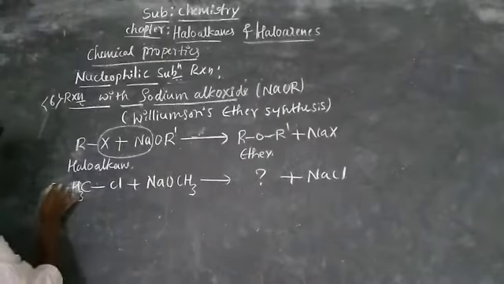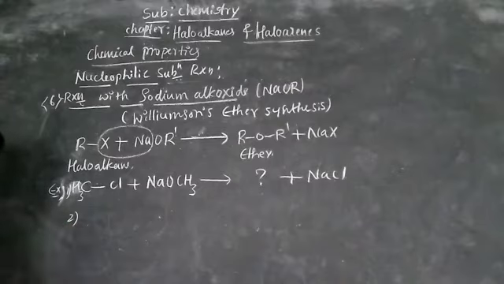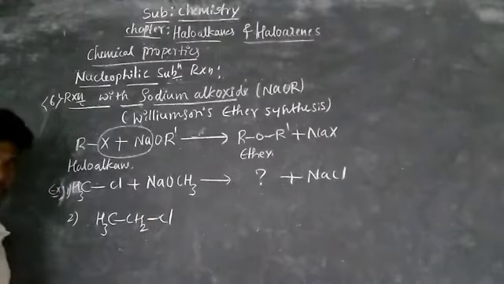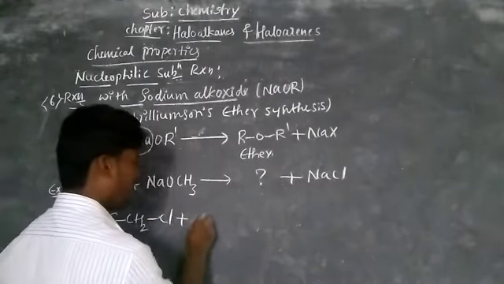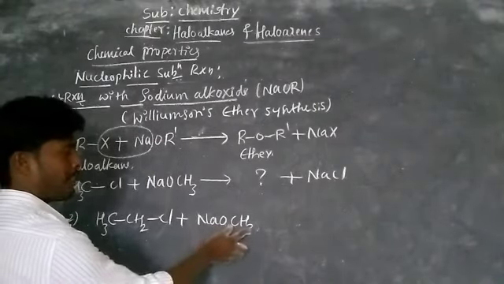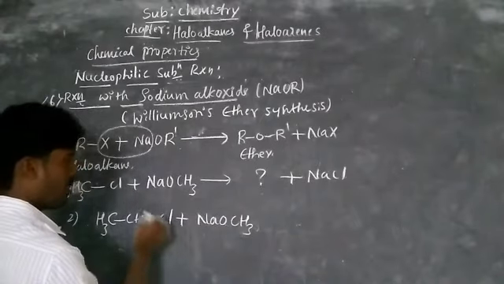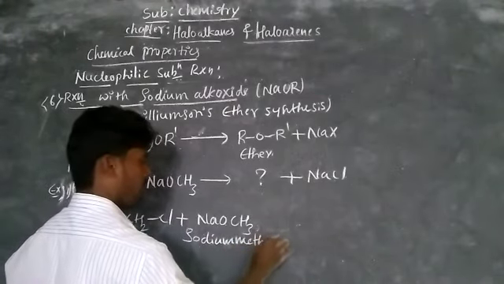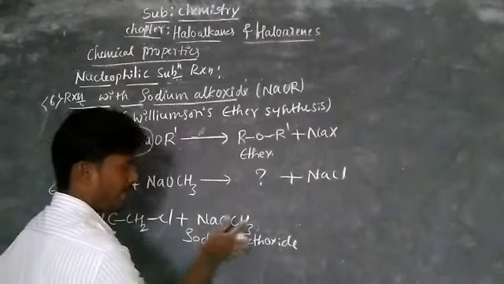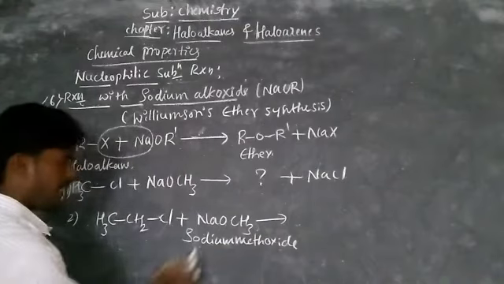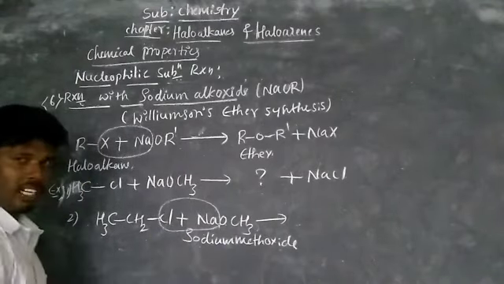Similarly, I will solve one more example. This one was homework, and for the second example I write CH3-CH2-Cl, that is chloroethane, which is treated with NaOCH3, that is sodium methoxide. Its name is sodium methoxide. And you know this is chloroethane. What do you get? Na and Cl become NaCl.